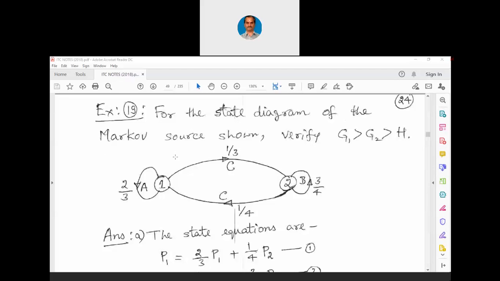For the state diagram of the Markov source shown, verify G1 greater than G2 greater than H. This expression I had discussed earlier. When the symbols are statistically dependent, when we combine more symbols into a sequence, naturally the number of bits which we have to send through a sequence will get reduced. That way we save the information rate, or we reduce the information rate. When we reduce the information rate, we can match with the channel capacity. They're all related that way. You already know about channel capacity as well.